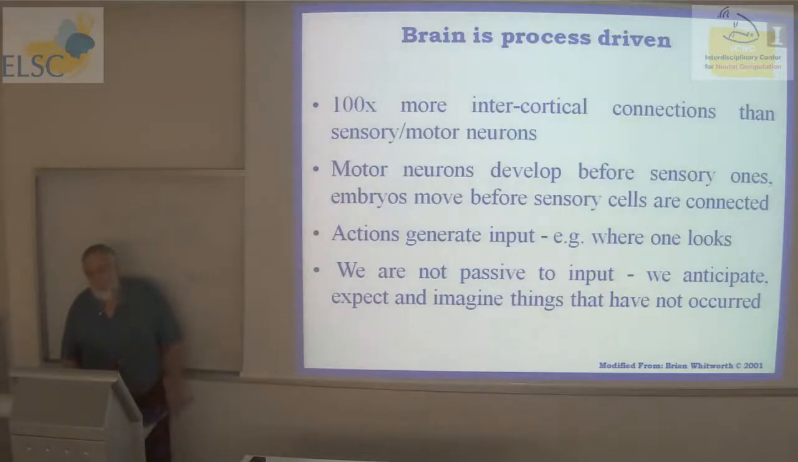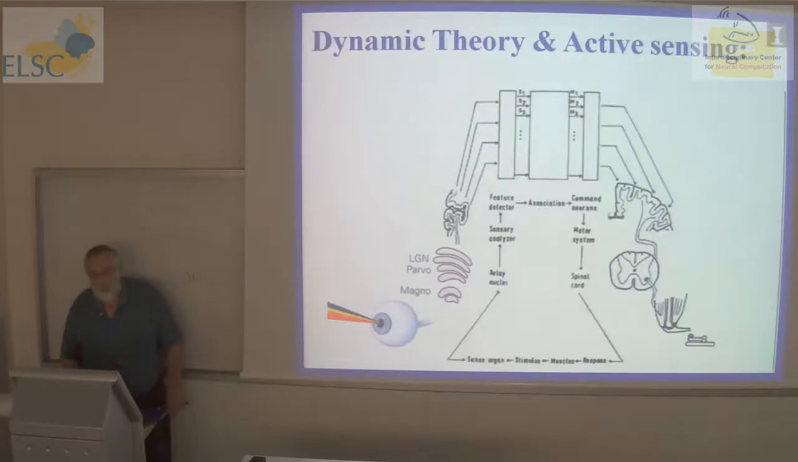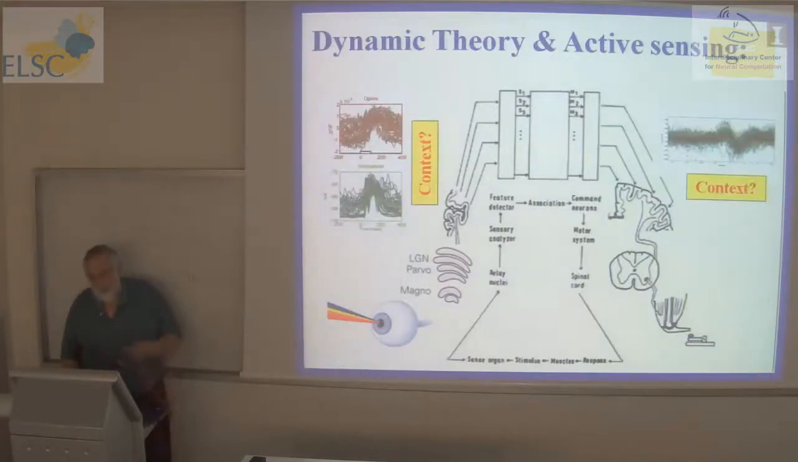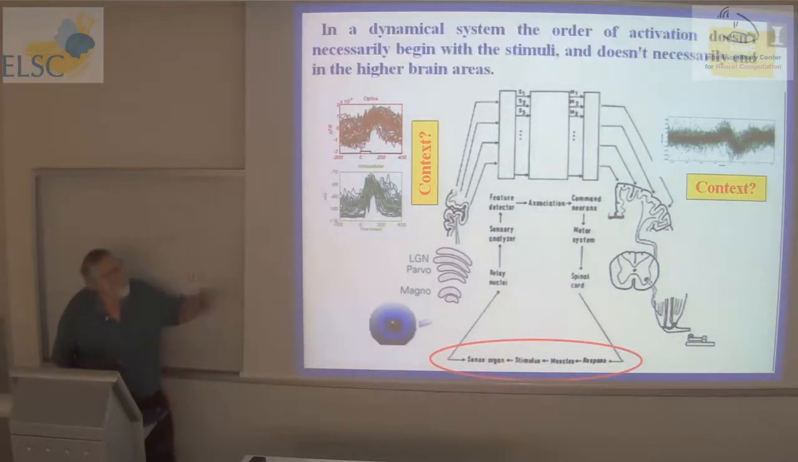So all of that is in order to show that the brain is process-driven, and for a long period, I'm claiming that maybe the context is ongoing activity that is created everywhere in the cortex, and we have a closed-loop system where the output can change the input, the eye movement, and the eye movement and the context are modifying the sensory percept, etc.